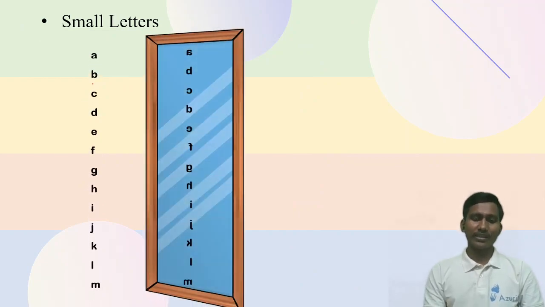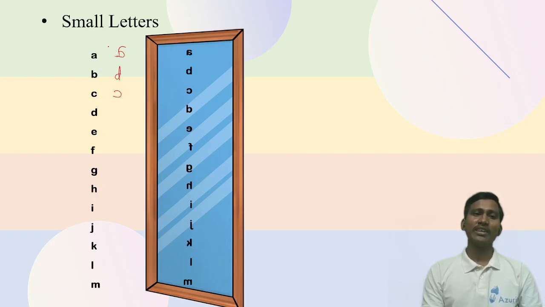Okay, so here a will be like this. So this a becomes like this. Understood? So this is how the mirror image will look like. B becomes D. C will become like this.